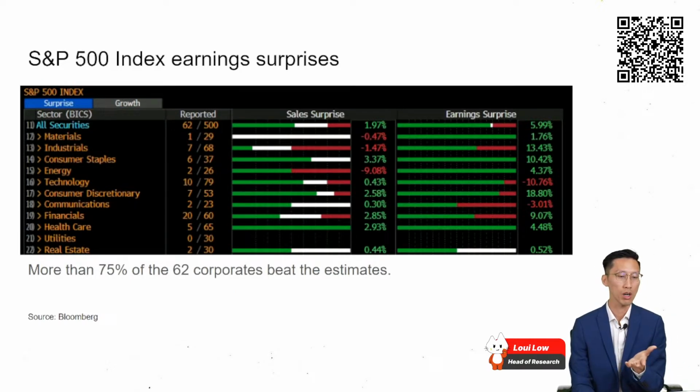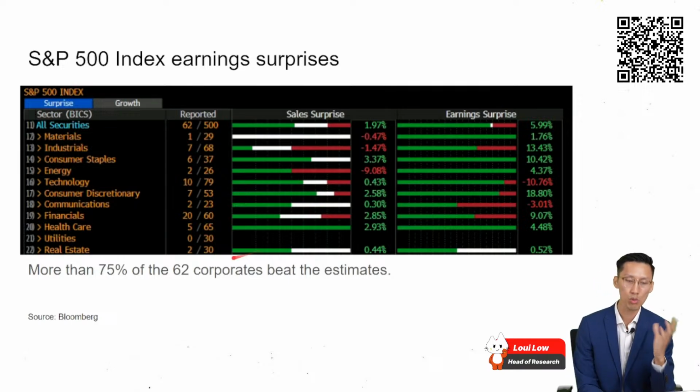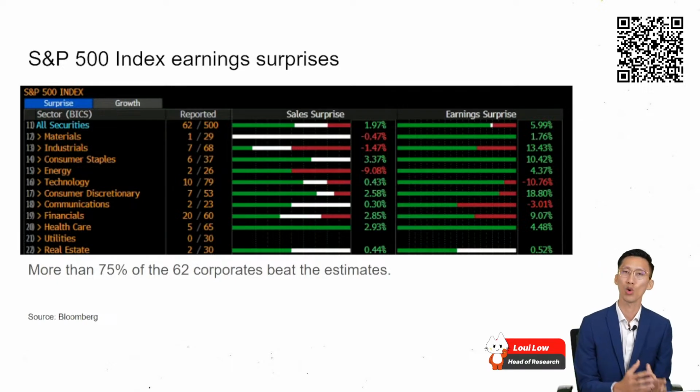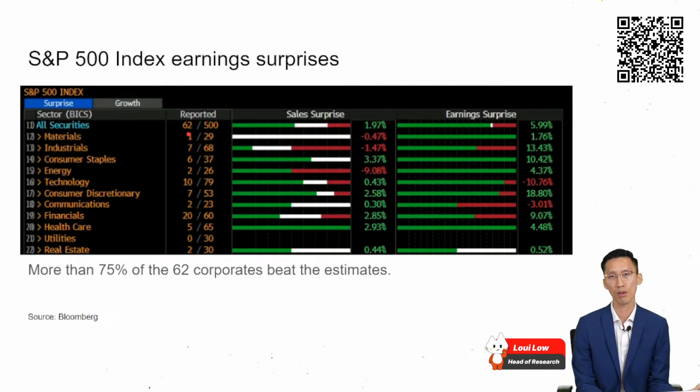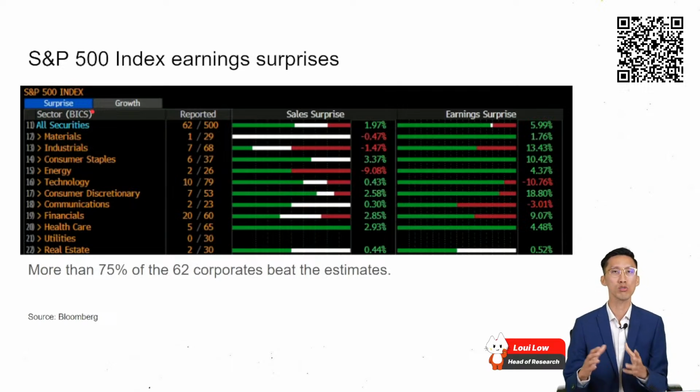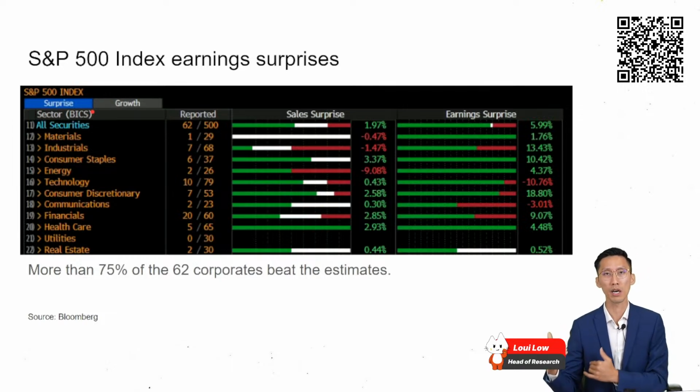So after that, we will talk about earnings surprises. Earnings surprises right now are still maybe too early, but certainly these 62 companies that have reported their financial announcements have given us some good chances to say that this is not too bad after all, because over 75% of the 62 corporates beat the estimates. Although it's still a very small sample, because out of 62, it's about 10 to 12% of the companies in the S&P 500 that have been reporting their financial results, it shows that they can actually beat the estimate. It is good that they beat the consensus.